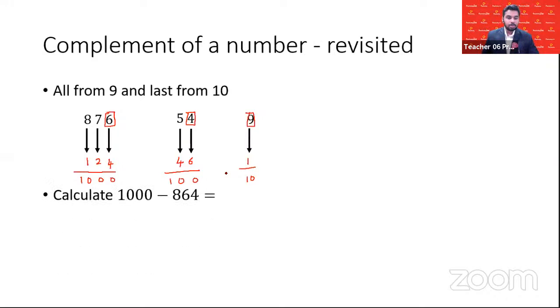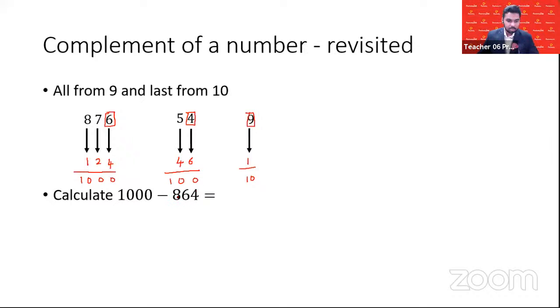So can you calculate what is 1000 minus 864? Now we have just written that if you add 876 to 124, you will get 1000. So if you subtract any other number from 1000, you should get this as all from 9s and last from 10. So you can directly apply this sutra here.